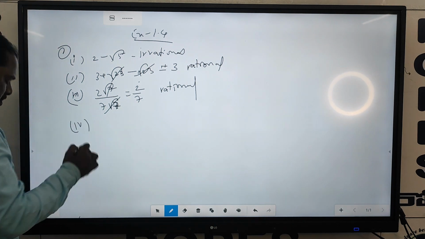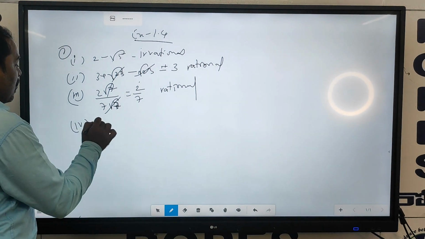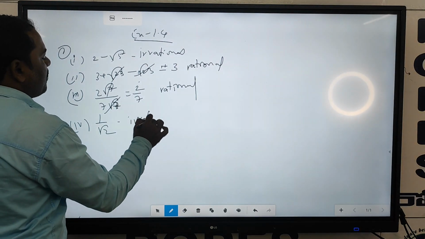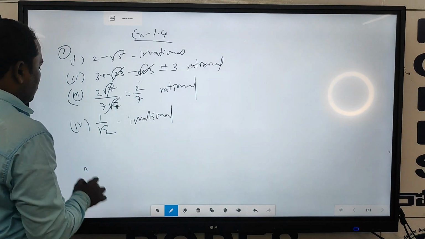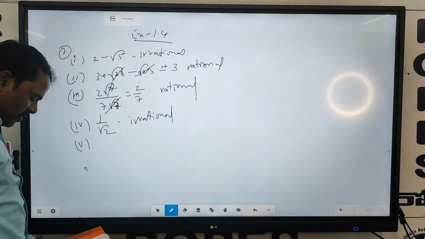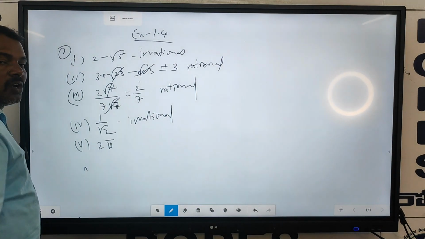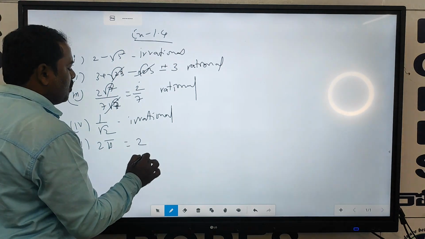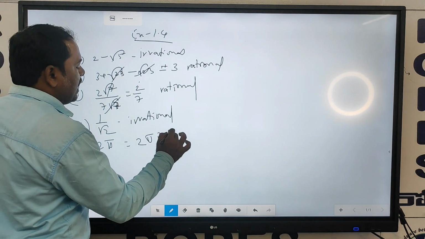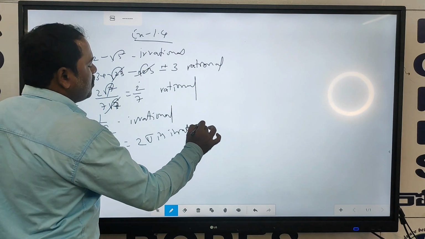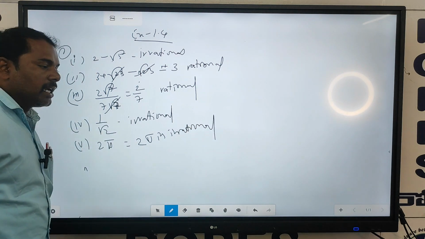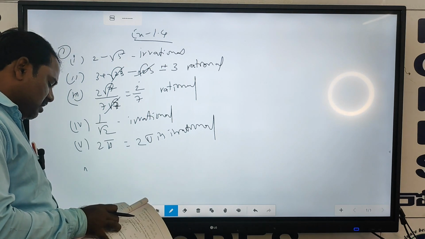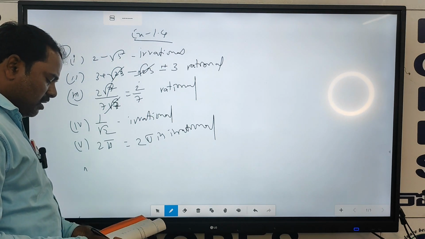Next, fourth one, 1 by root 2. Directly we can say it is irrational. Next, fifth one, 2 pi. We know pi is an irrational number, so 2 pi is irrational. This is the method of solving irrationals. Now, another one.